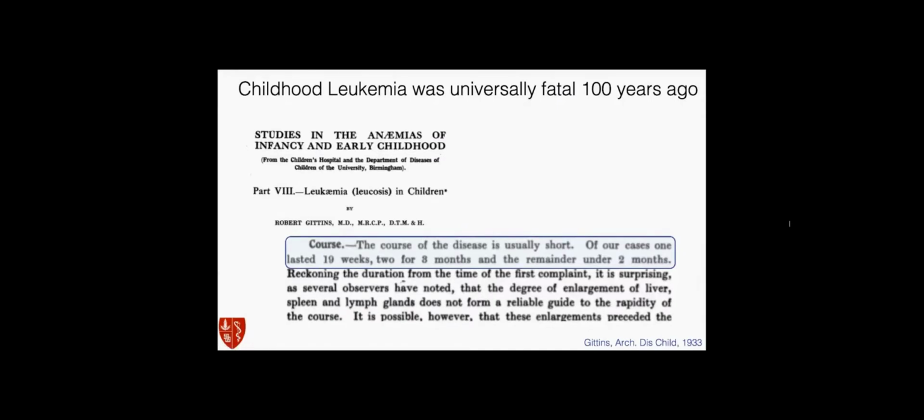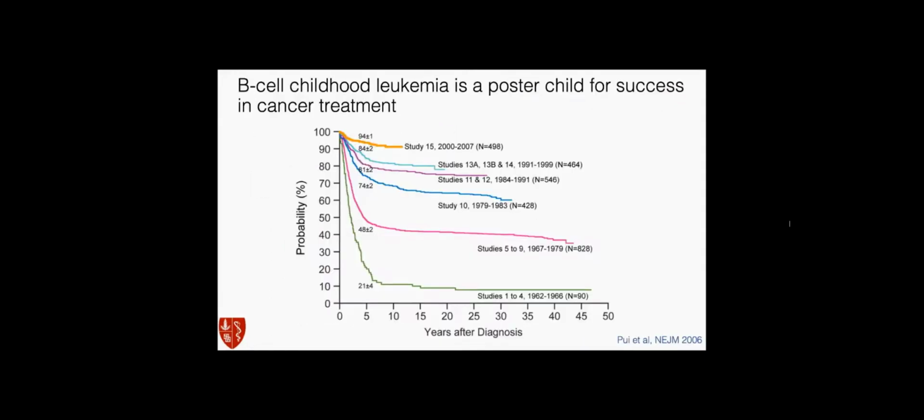So one note historically is that 100 years ago, childhood leukemia was universally fatal. This is a case report from a doctor in Birmingham who reported a few children who presented with large organs and high white blood cell counts and invariably succumbed to their disease within only a couple of months.